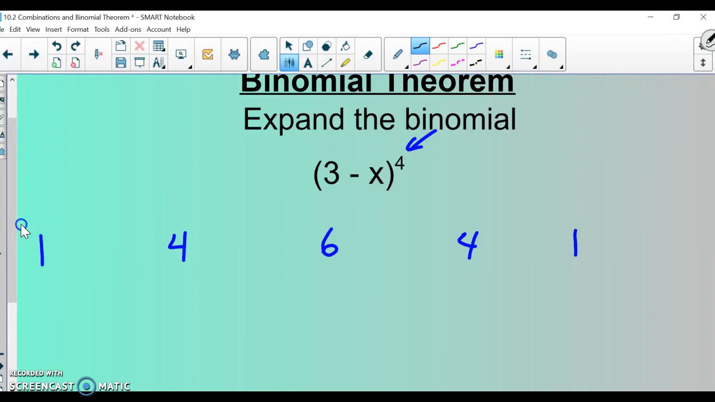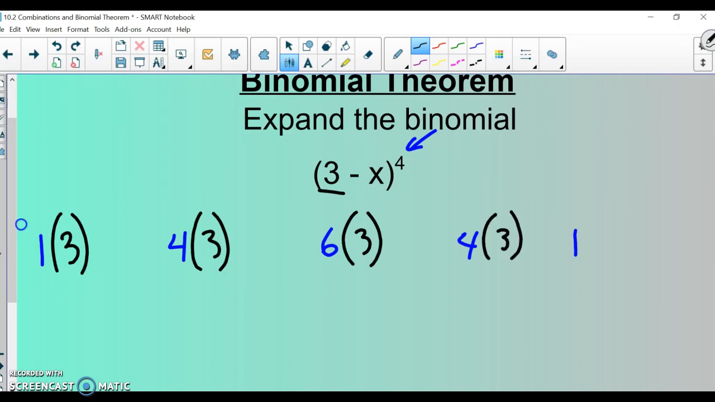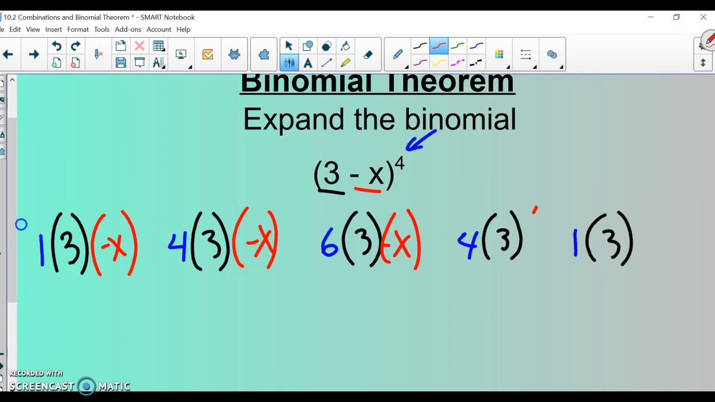Now, after each of those numbers, after 1 and after 4 and after 6 and so on, I'm going to put 3 in parentheses. That's my a term. And then I'm also going to put negative x in parentheses. That's my b term. The next thing I'm going to do is start applying exponents to those things I just drew in, that a term and that b term.